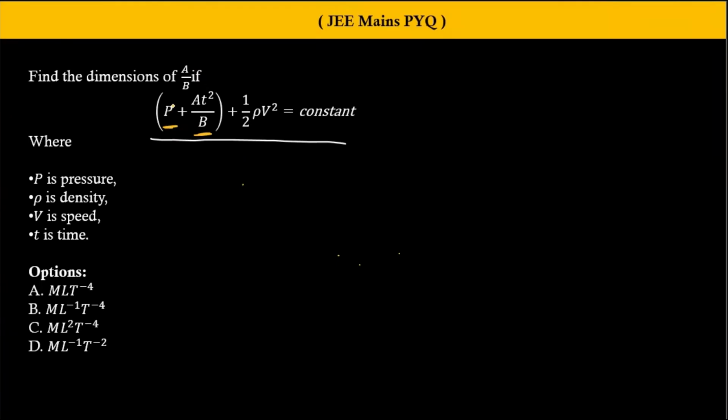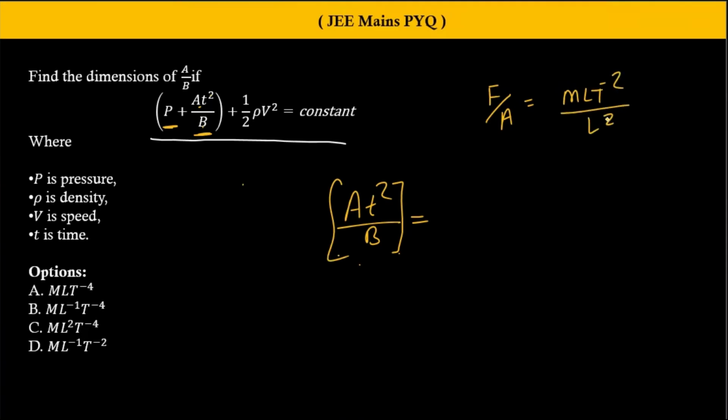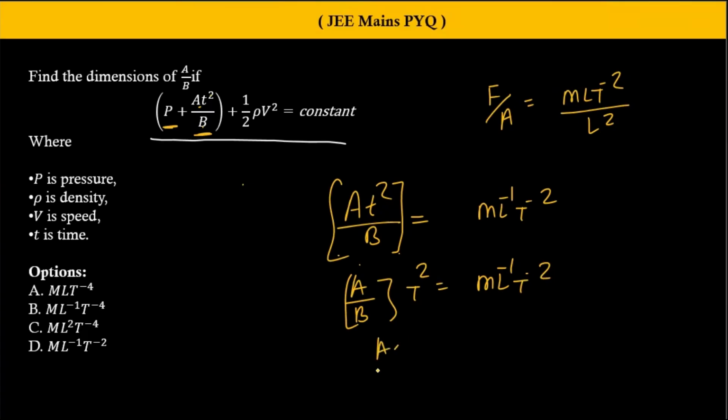So if this is pressure and this is AT square by B, then AT square by B should have the dimension of pressure. Pressure is force per unit area, so this is equal to ml t - 2 divided by l square, which is ml - 1 t - 2. And this is T square. So separate out a by b, and this is equal to ml - 1 and this is t - 4.